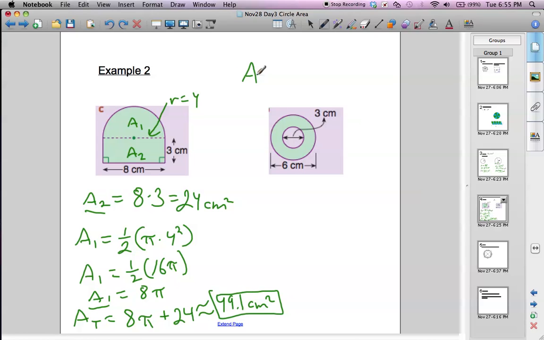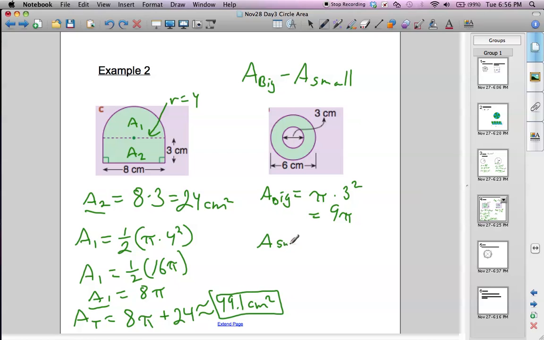Okay, so you get the area of the big circle minus the area of the small circle to get the final answer. So let's get the area of the big circle. You can see here the diameter of the big circle is 6, so the radius is going to be 3. So it's pi times 3 squared, which equals 9 pi.